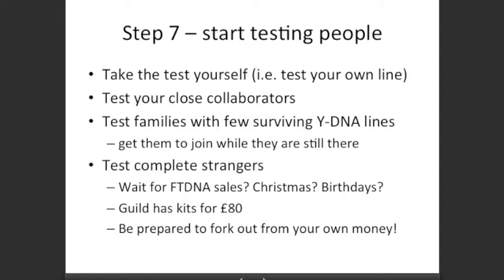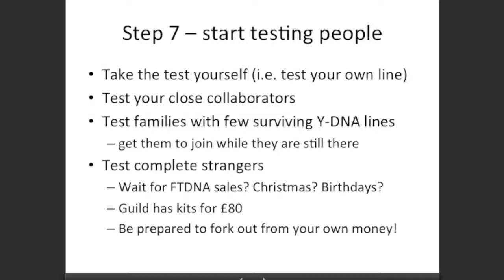If you want to do some targeted testing, then probably your first priority is those family branches with very few surviving males, very few surviving Y-DNA lines. Get them to join while they are still there. And then you can just open it up to complete strangers, anybody and everybody, limiting it to those variants that you want to start off with.